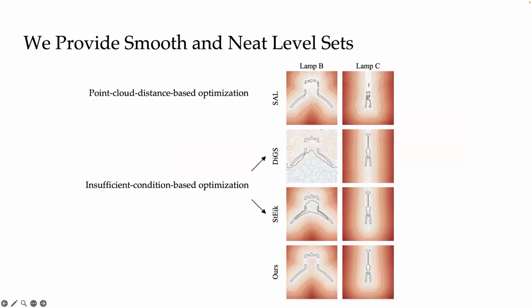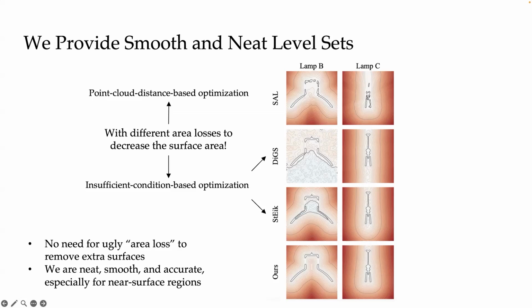Let's show some results here. In the first row, for the point cloud distance-based optimization, you can see that level set reconstruction is acceptable in far regions. However, when getting closer to the surface, the results become terrible. In the second and third rows, these methods cannot effectively remove extra boundaries, nor provide accurate level sets for distance queries. In contrast, our method without any area loss effectively removes all extra boundaries and delivers a smooth, neat level set almost everywhere in the space.